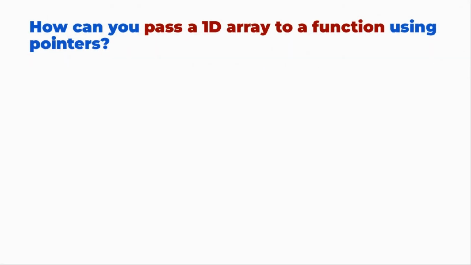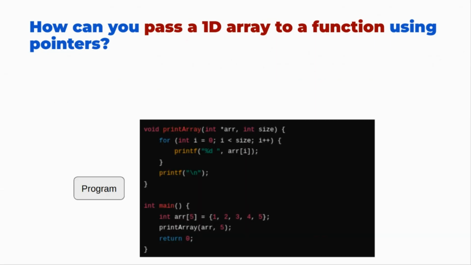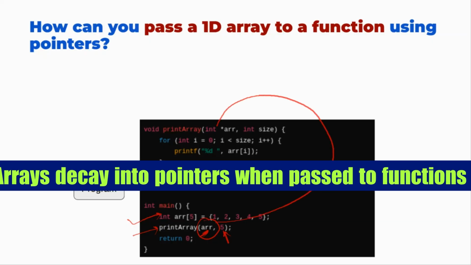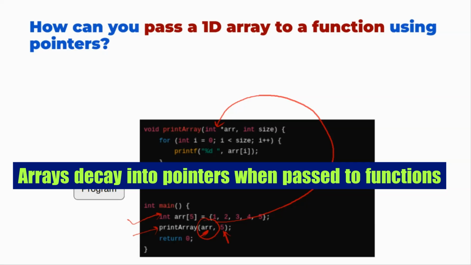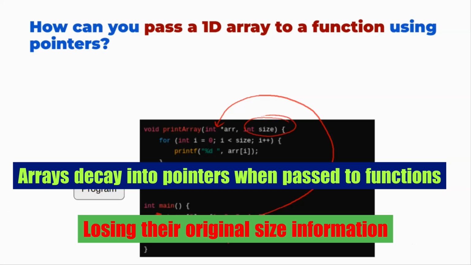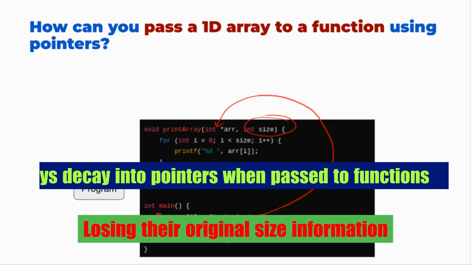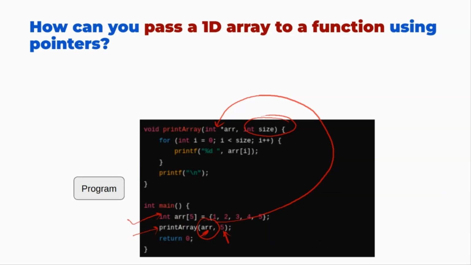How can you pass a 1D array to a function using pointers? Let's understand with the help of this code. In this code, we have declared one array containing 5 elements and we have a function called print array. We are passing array as an argument, which is nothing but the pointer to its first element, and 5, the number of array elements. When we pass array as an argument to a function, in the function call, it decays to a pointer. Since in the function call it is decaying to a pointer, we need to pass size as the second argument, because in the function we will not know how many elements are reserved for this array pointer.